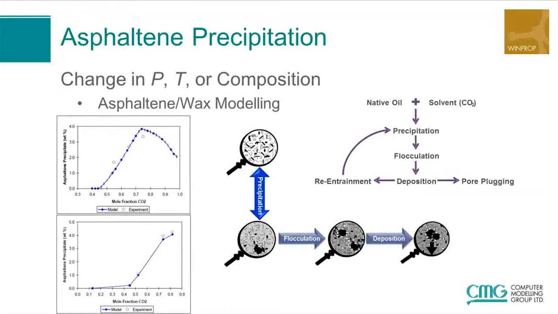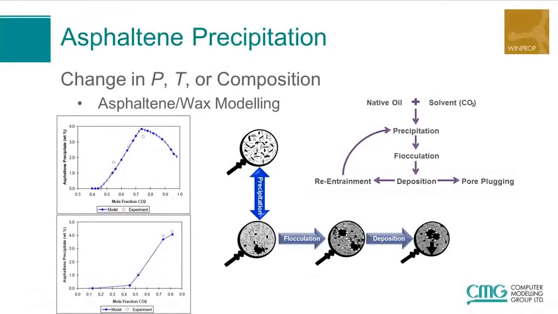There is another mechanism involved in the carbon dioxide EOR processes called asphaltene precipitation. In the reservoir fluid, there is a heavy fraction called asphaltene. This fraction is quite stable in the oil, but due to the change in pressure, temperature, or composition, this fraction can be separated from the oil. That is called precipitation.